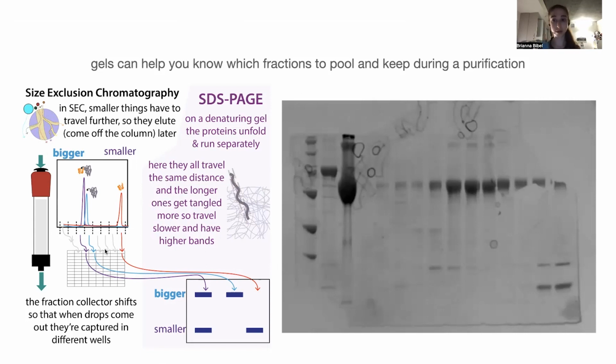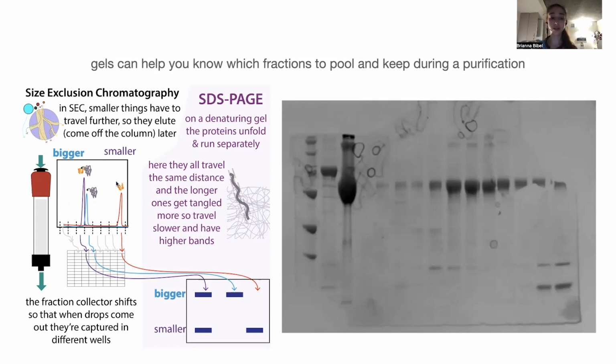So this is the opposite of what you would see with a gel. The smaller things are going to come out later. And as they come out, you're collecting them with a fraction collector. So you're separating them, like say you have a milliliter, then the next milliliter you go into another well, the next milliliter you go into another well.